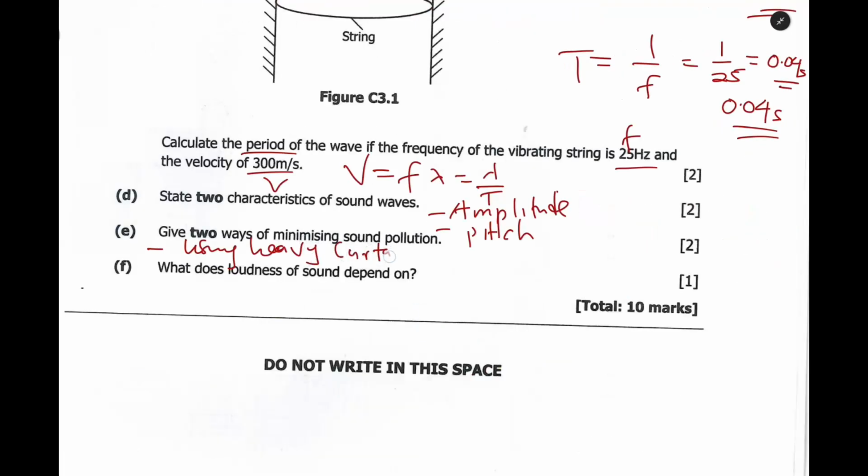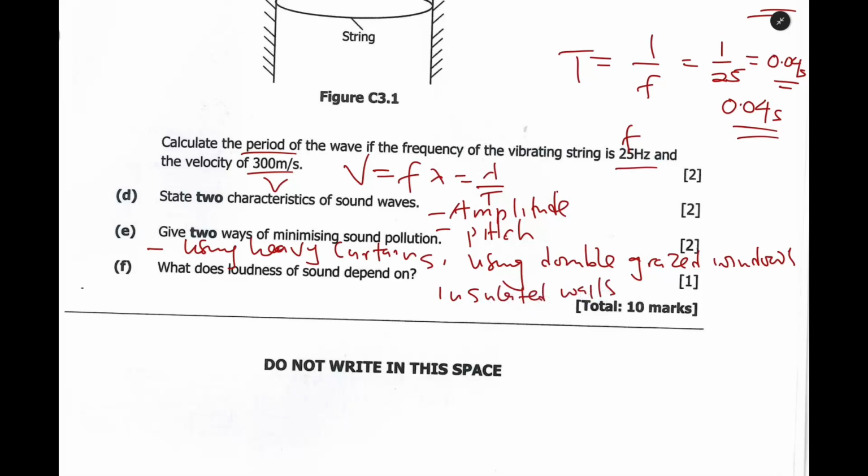Curtains, that is in the house, using heavy curtains. Then aside from that, using double glazed windows. Then we can talk of insulated walls. Okay, so these are some of the ways of minimizing sound pollution, and this specifically in the house. What could be other ways of minimizing sound? What does loudness of sound depend on? So this one depends on the amplitude.